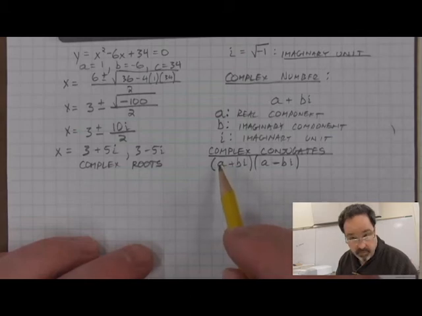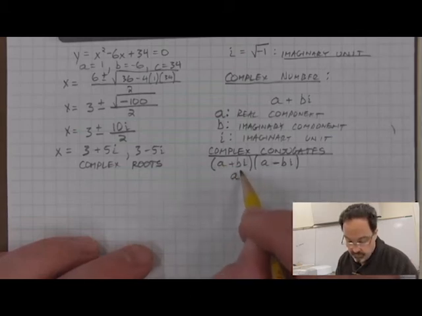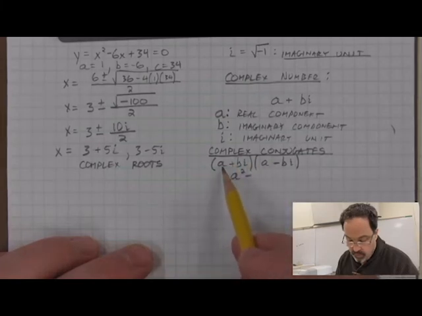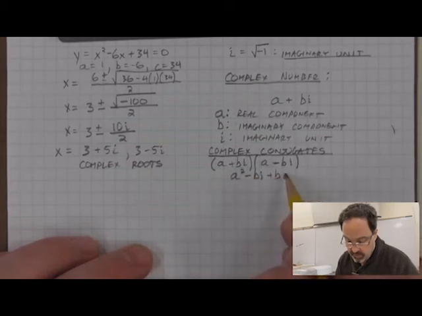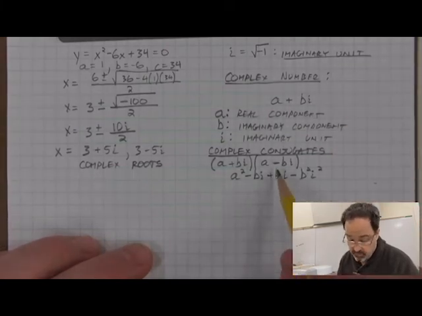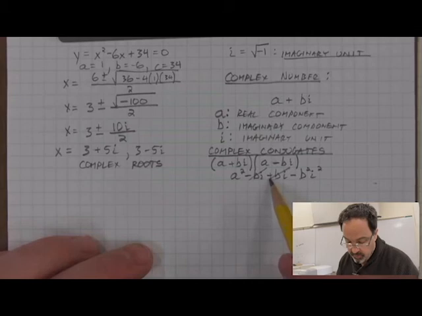I'll get, by distributing, a squared plus a times negative bi is minus abi. bi times a is plus abi. And positive bi times negative bi is negative b squared i squared. If we simplify this, we can see that this term drops out. They cancel each other out.